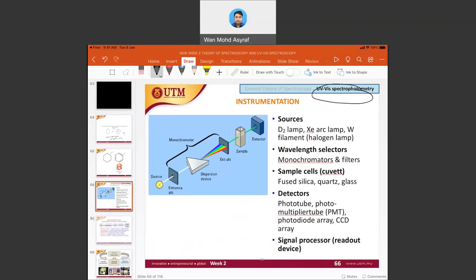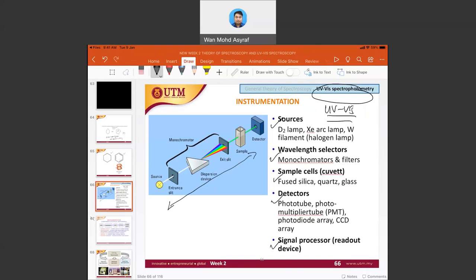In all of the instrumentation, I've shown you before the schematic diagram, isn't it? So this is an example also of a schematic diagram, for UV-vis instrumentation. You would have sources. The first one, sources. The second one is a wavelength selector. The third one is a sample cell, or we can call it cuvette. The fourth one is a detector, and the fifth one is a signal processor, which is a readout device.